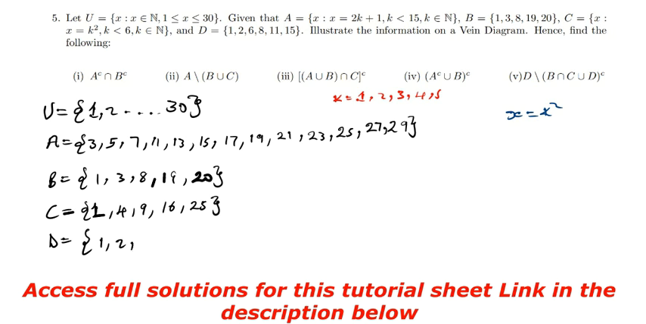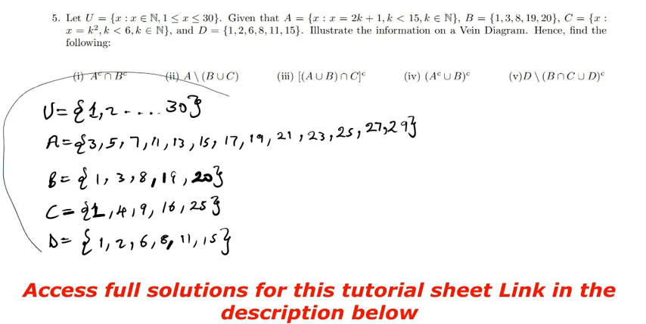So we have 1, 2, 6, then 8, 11, and 15. Now we have all the sets in their simplest form, so we can answer these questions. This is more like just a repetition. What was hard was coming up with these sets, like set A, set B and set C, as well as maybe the universal set. Now that we've come up with all these sets, I do believe that you can answer all these questions.